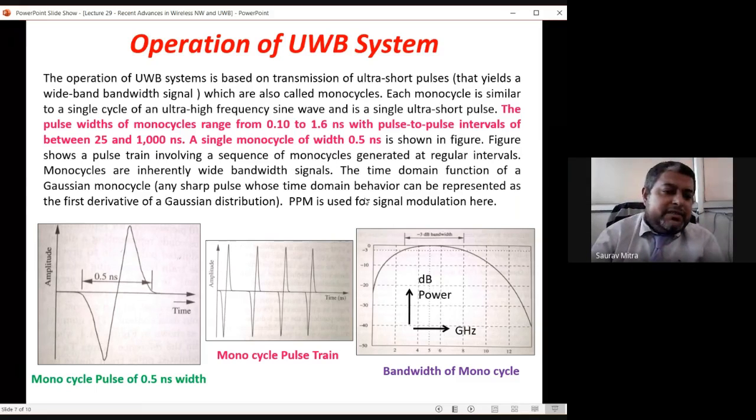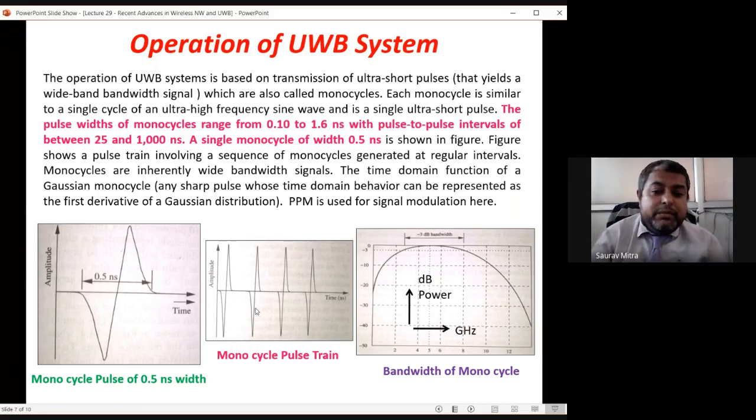In the previous slide we explained that it has a very narrow pulse width. So these are the modulated waveforms of ultra wideband. In this case, you can see how narrow they are. What is the width of this? This is 0.5 nanoseconds. So this is the width of the ultra wideband frequency pulses.